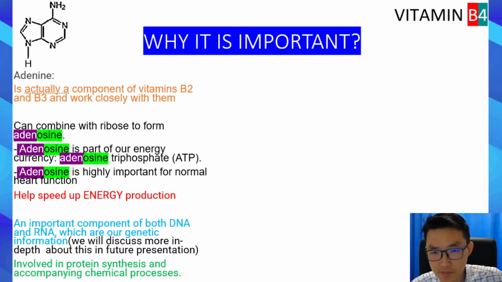Next, other than being part of vitamin B2, B3, and ATP, adenine is also an important component of both DNA and RNA, which are essentially our genetic materials. We will discuss more in depth about this in a future presentation because it is a very complicated topic on its own.